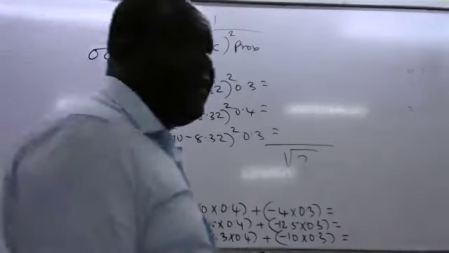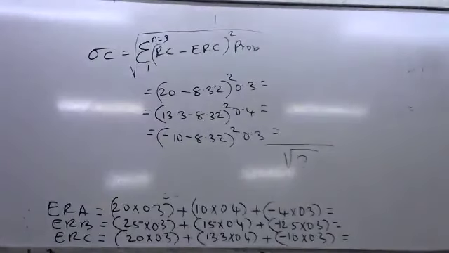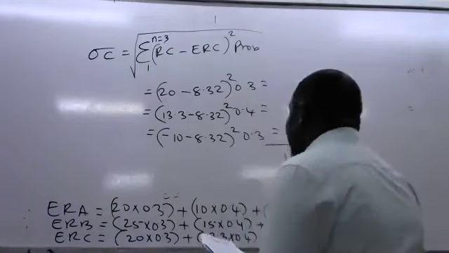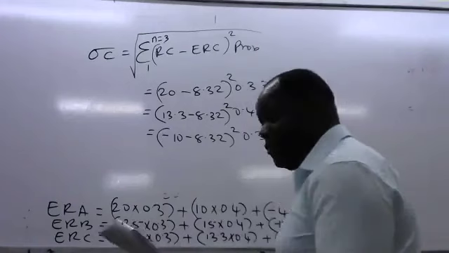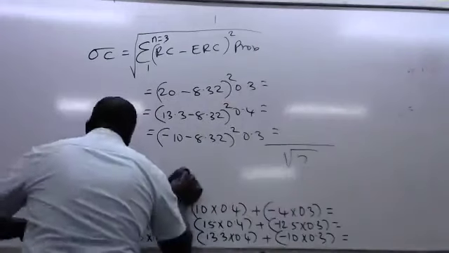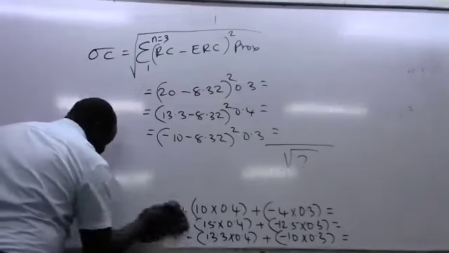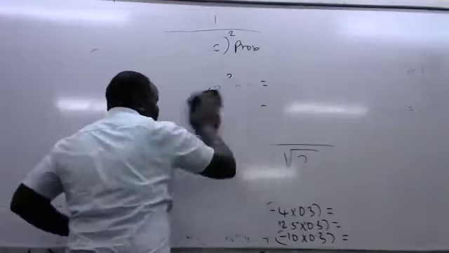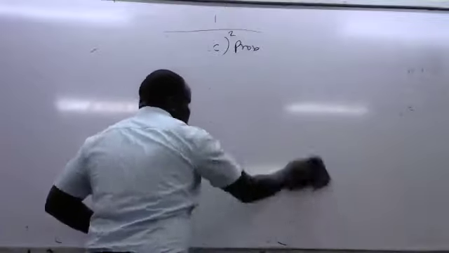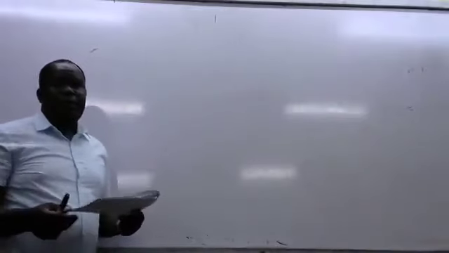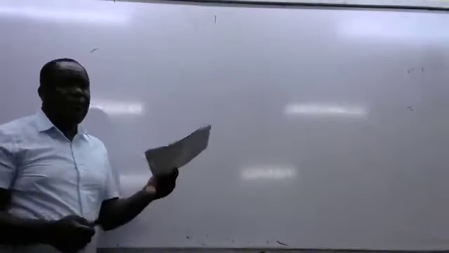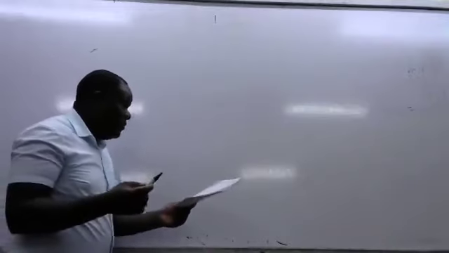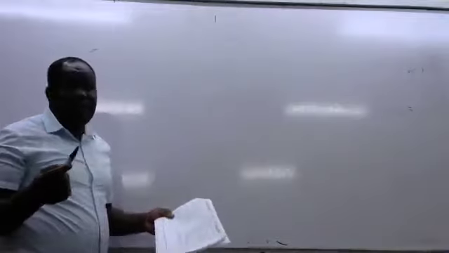So once you have the standard deviation for each, you shall also require the covariance. We should be required to calculate the covariance for each combination. So the first combination is A and B.